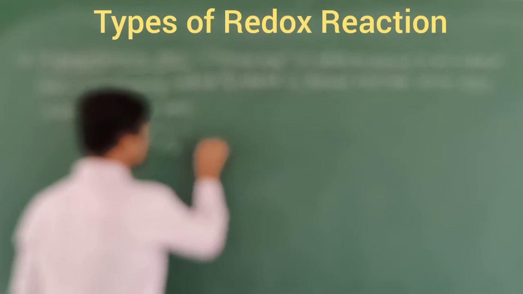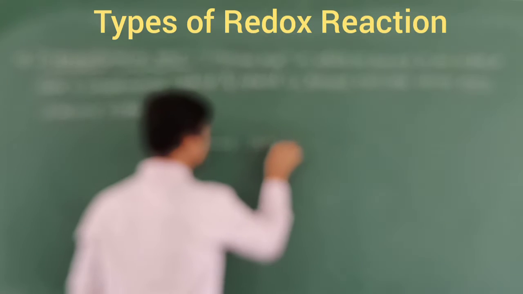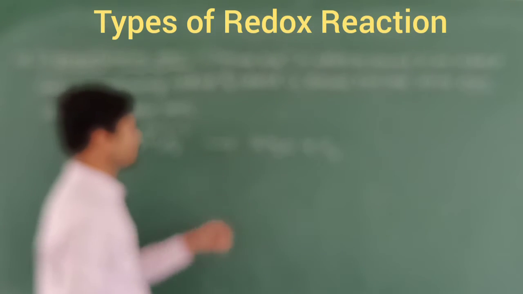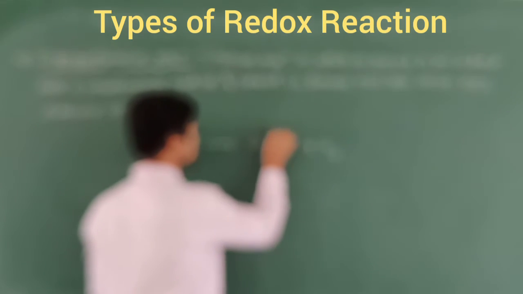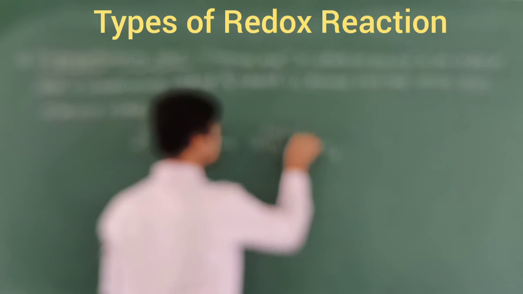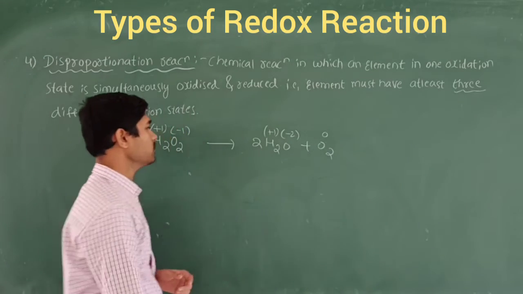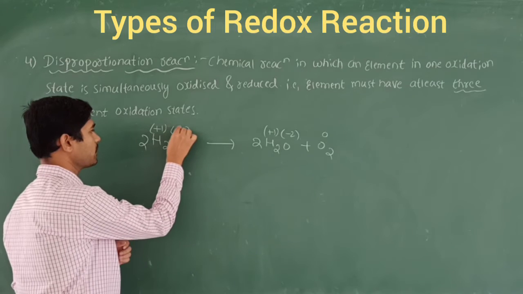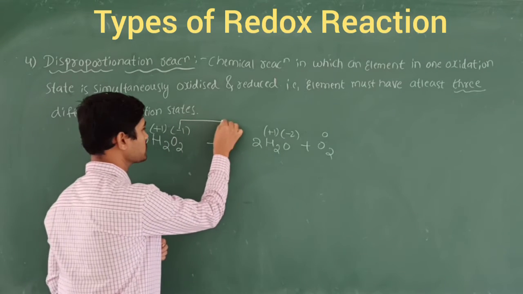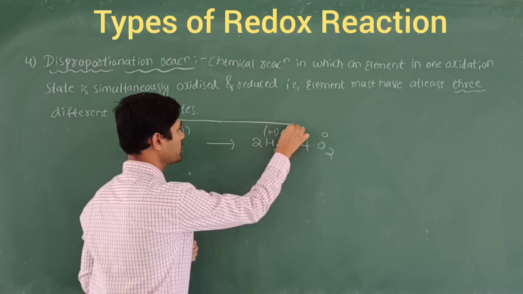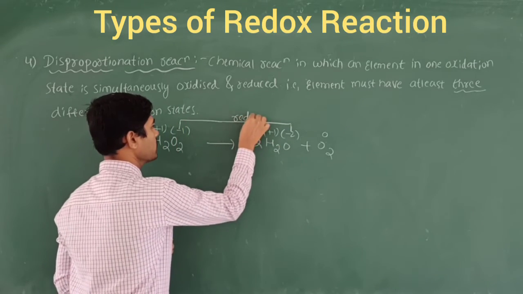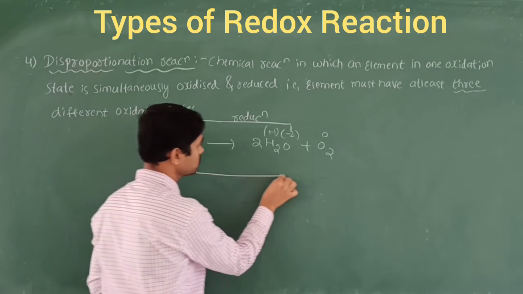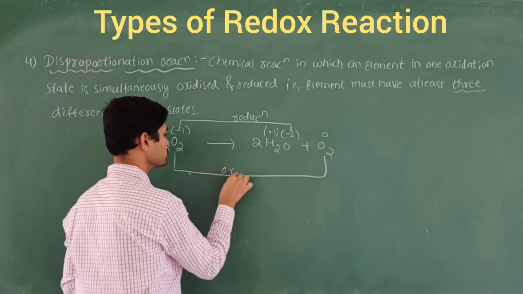So that can decompose to form 2 water molecules plus an oxygen molecule. So here let's take the oxidation numbers: for hydrogen +1, oxygen -2, and 0 for the oxygen molecule. So here what happens? You can see that this oxidation number changes from -1 to -2. So this is called reduction. Whereas this -1 state to 0, this is called oxidation.